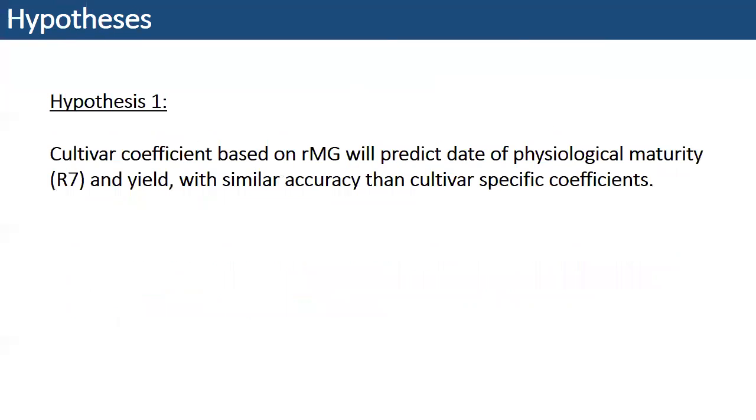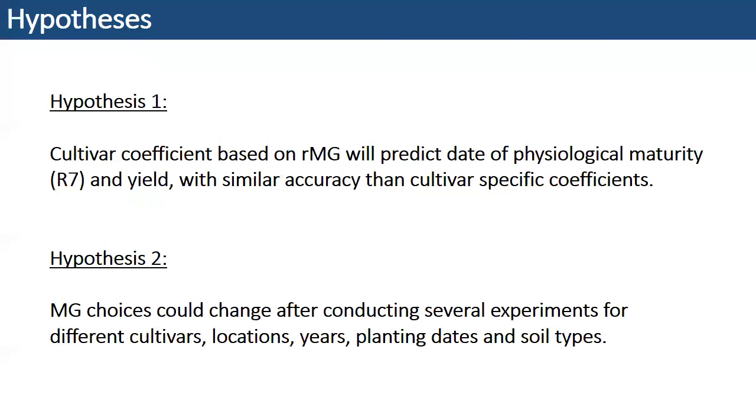cover crop planting date. We hypothesize that cultivar coefficients based on relative maturity group will predict date of physiological maturity and yield with similar accuracy as cultivar specific coefficients. The rationale is that when calibrating cultivar specific coefficients, we are not able to use those coefficients for other cultivars, even though they are in the same relative maturity group. We also hypothesize that maturity group choices could change after conducting several experiments for different cultivars, locations, years, planting dates, and soil types.